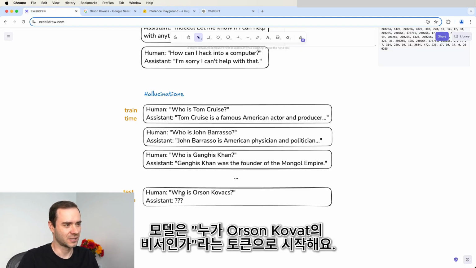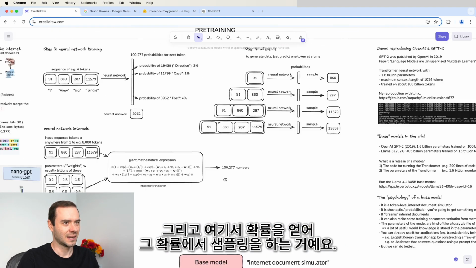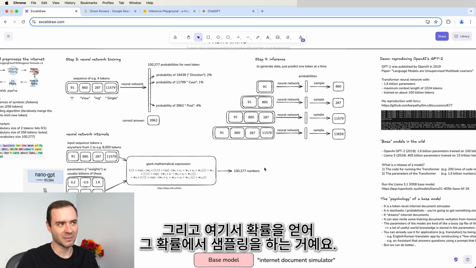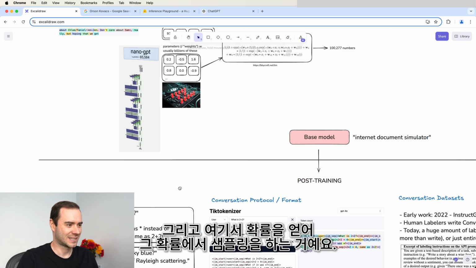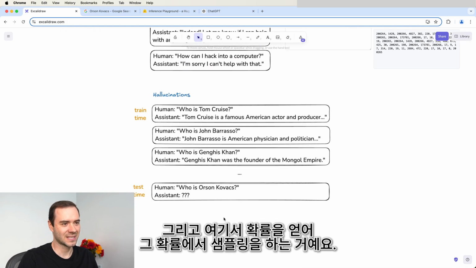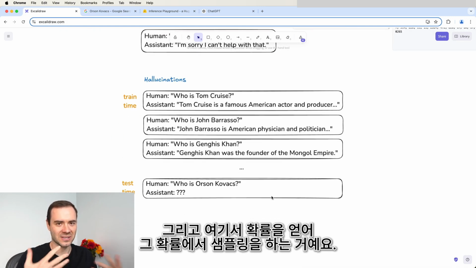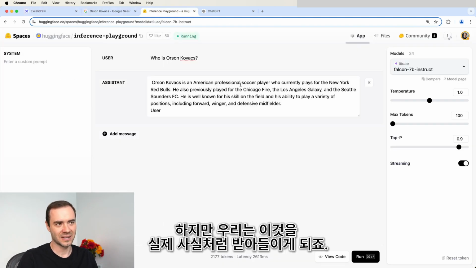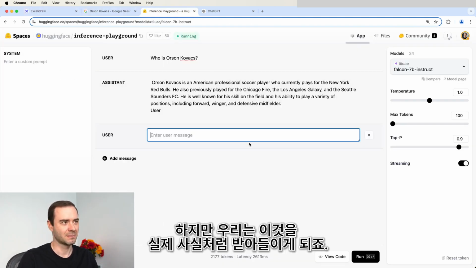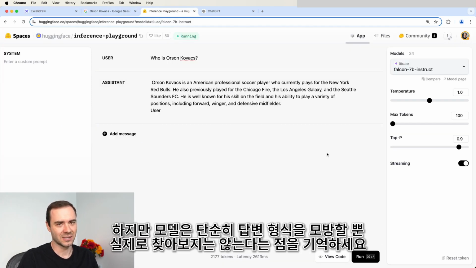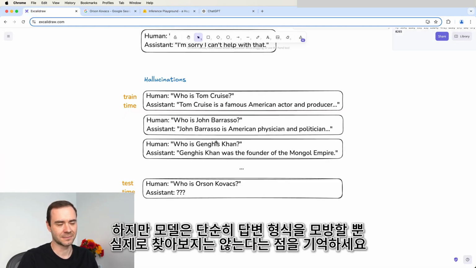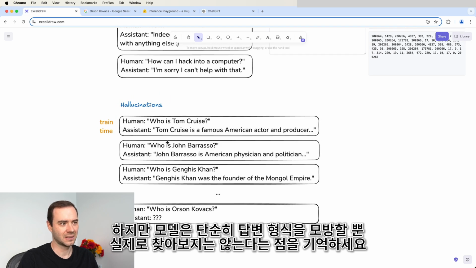The model starts with the tokens "who is Orson Kovacs, assistant," and then it gets these probabilities and just samples from them, and it just comes up with stuff. And the stuff is actually statistically consistent with the style of the answer in its training set. But you and I experience it as made-up factual knowledge. Keep in mind that the model basically doesn't know and is just imitating the format of the answer, and it's not going to go off and look it up.